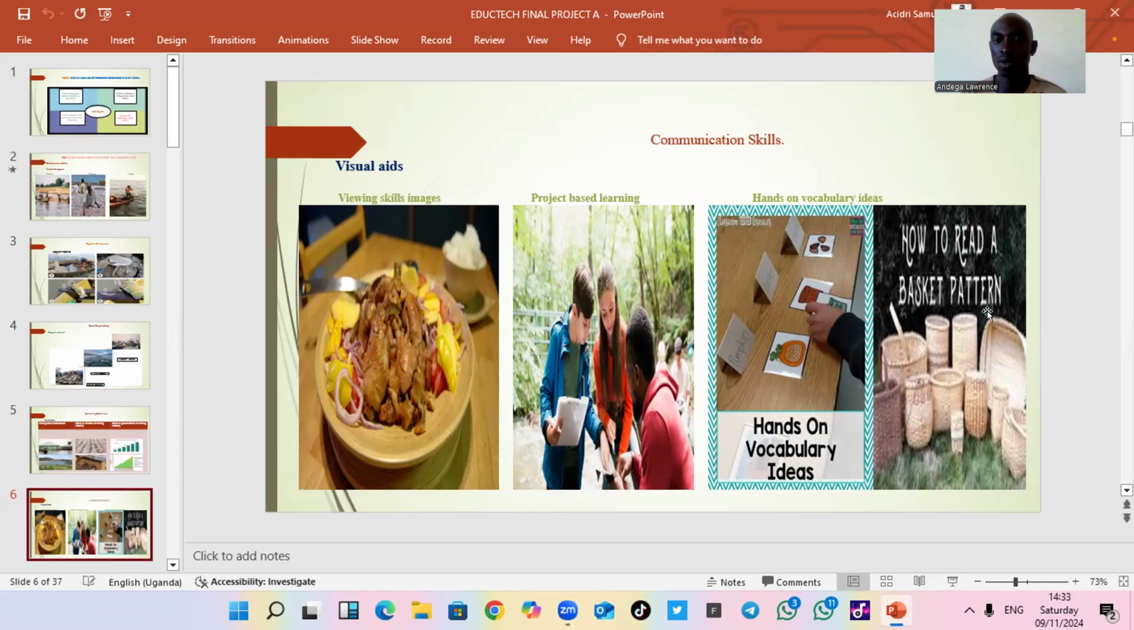So this is how to read a basket pattern. I always provide them with this kind of thing. In the day, of course, they develop hands-on activities by going to make it practically when they are at home.